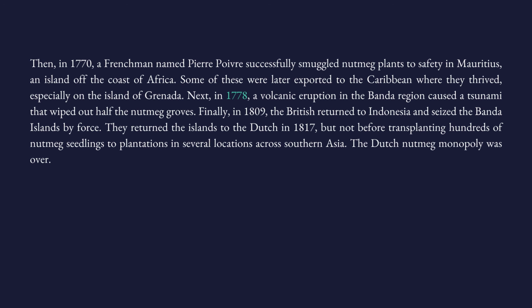Here we have it, 1778, half the nutmeg groves. So something is here that has destroyed those plantations. Let's read the sentence. In 1778, a volcanic eruption in the Banda region caused a tsunami that wiped out, it means destroyed, half the nutmeg groves. Perfect, we have the answer, tsunami. And the answer goes here.